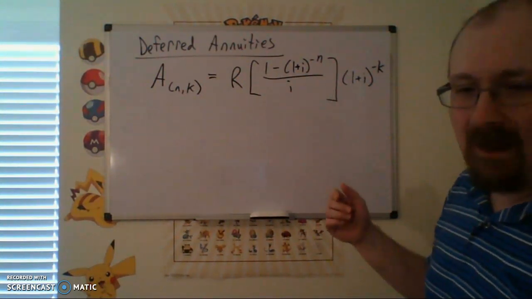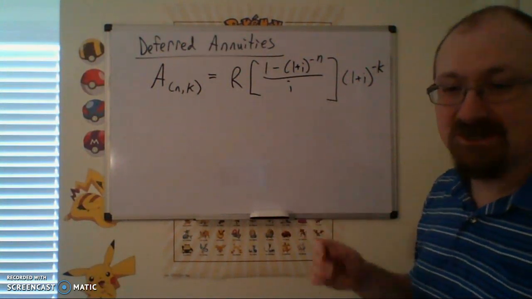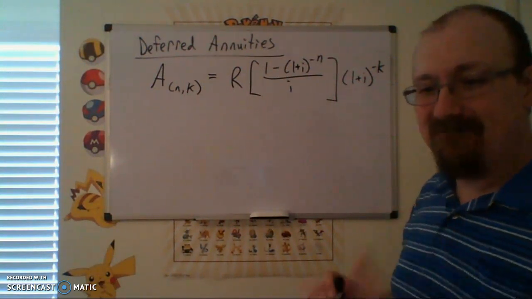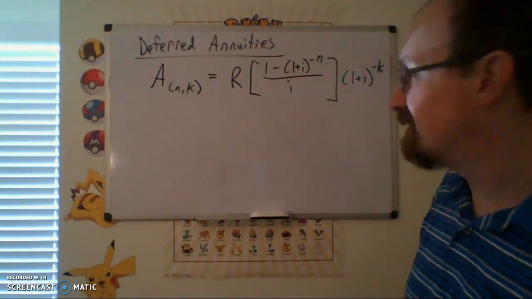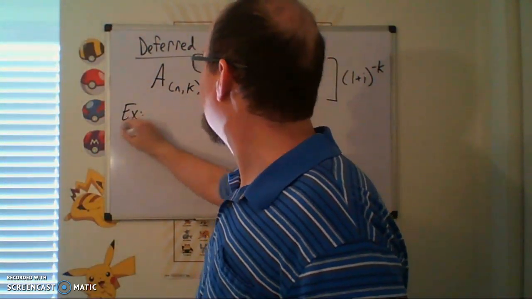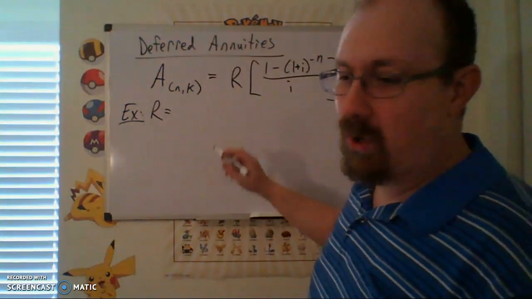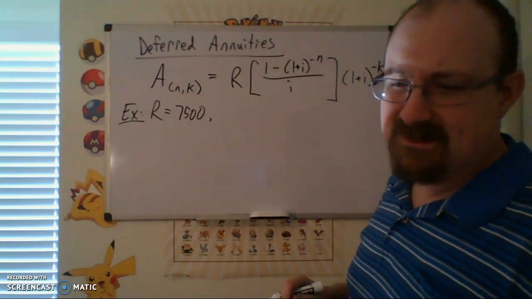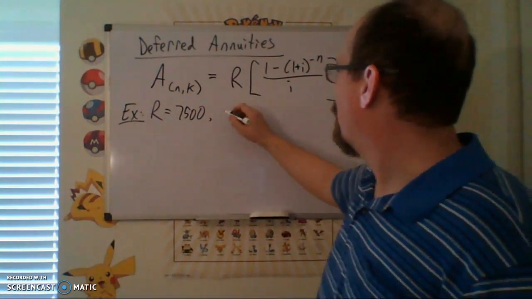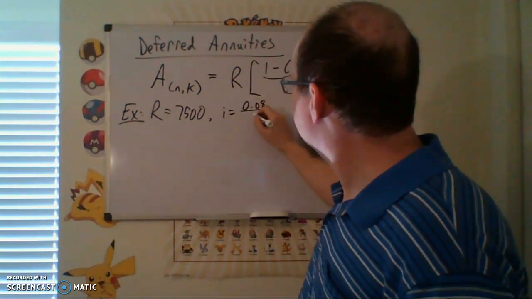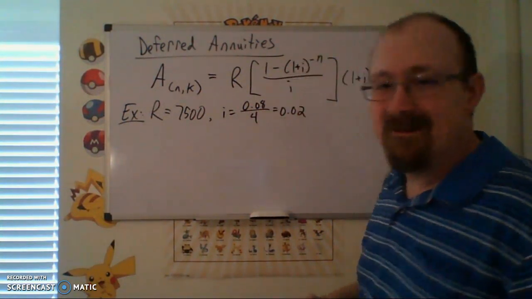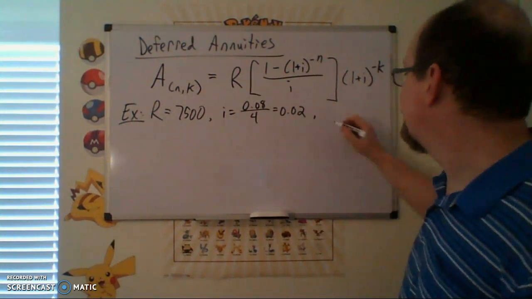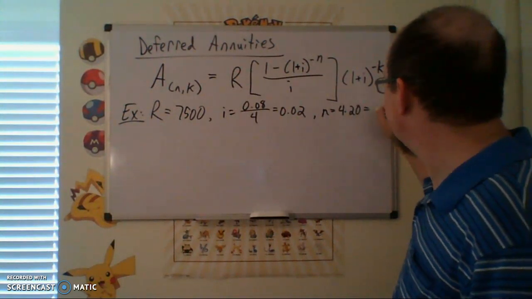Okay, so we got one last example I want to take a look at here of this in action. So somebody is wanting to put away some money so that they get $7,500 payments each quarter over the course of 20 years. Okay, so let's set that up. Pull out our given information. So R is 7,500. We say in this instance our interest rate is 8%, compounded quarterly, so 0.08 divided by 4. So I is 0.02. N, we've got 20 years worth of quarterly payments. So N is going to be 4 times 20, or 80.